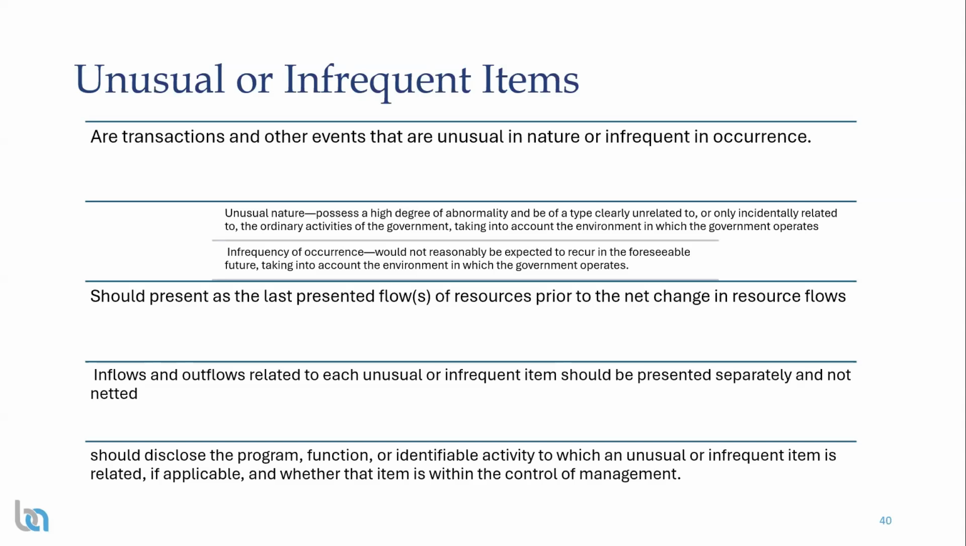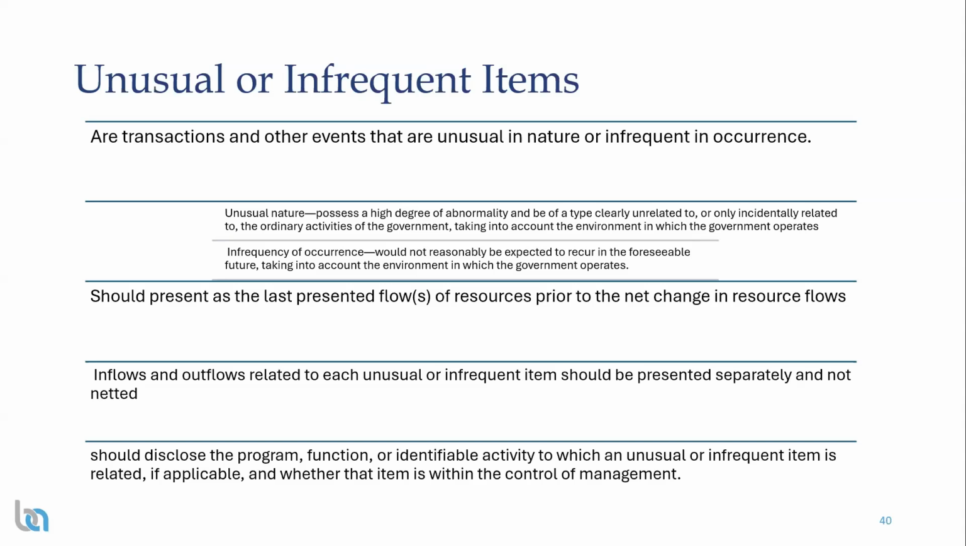So there's going to be a lot of professional judgment in determining an item that may be infrequent in occurrence for one entity may not be for another entity, and vice versa. So professional judgment will have to be used. Now, they should present those items as the last flow of resources prior to the change in net resource flows. I'm going to show you an example, but basically you have operating revenues, non-operating revenues, transfers, all of these things. And then at the bottom, you're going to have those infrequent and unusual items.